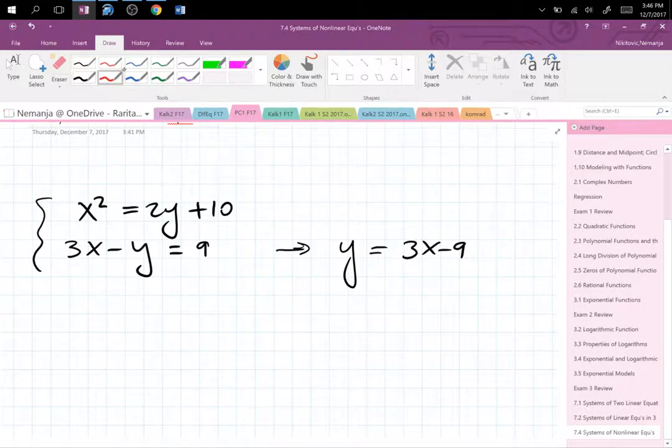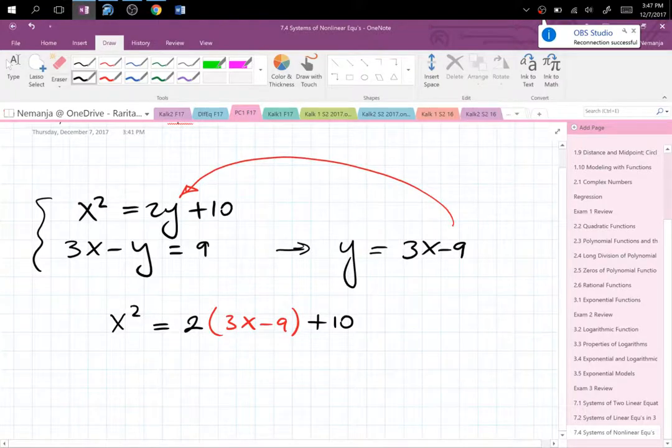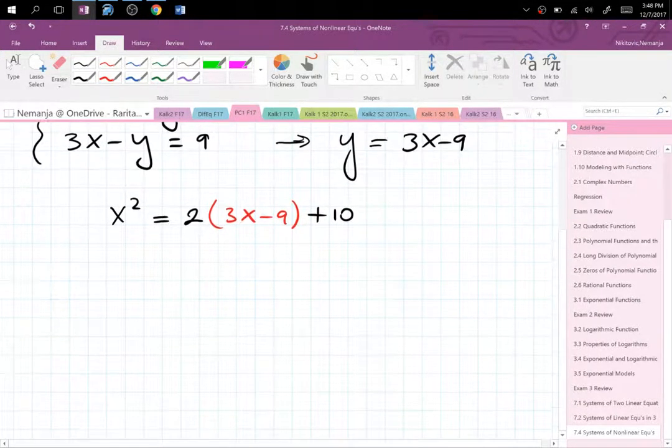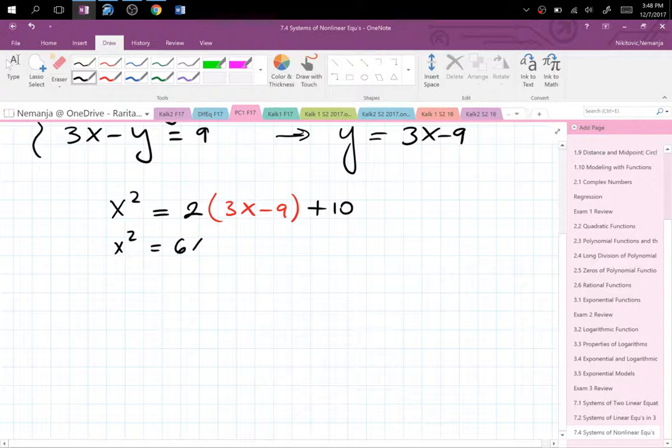And now I take this and I plug in for y. So we have x squared equals 2 times that expression plus 10. This equation is the same as the first equation, except that y is replaced. So this is just a standard substitution, guys. Nothing crazy. Distribute everything and solve the quadratic equation. You will get your x's. So x squared equals 6x minus 18 plus 10. X squared equals 6x minus 8.